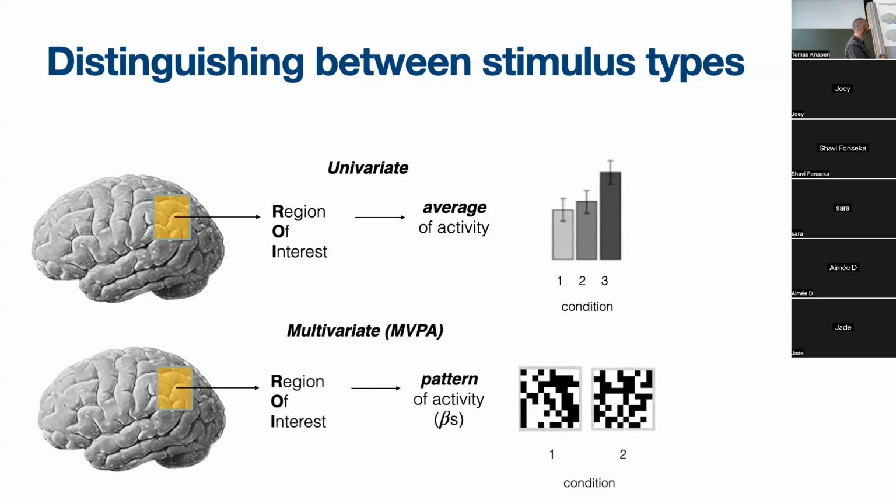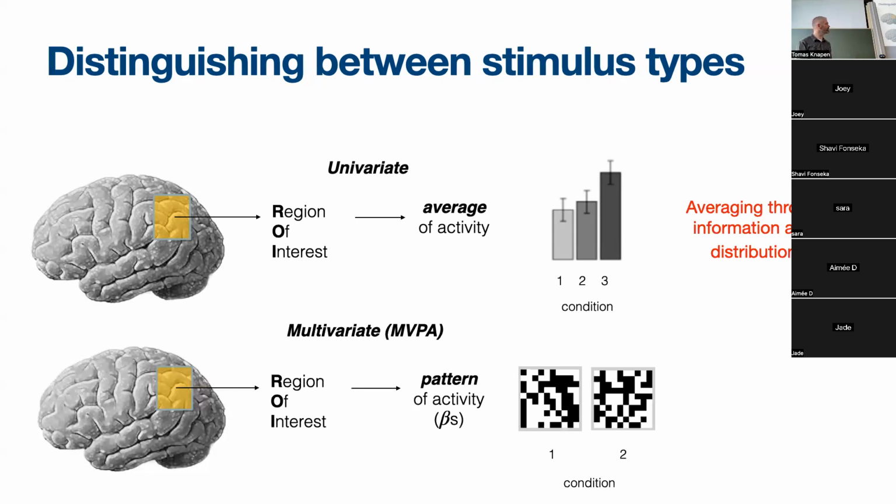So what we're going to do is, instead of doing this univariate thing where we're interested in the average activation, or average whatever it is that we measure with fMRI inside a region, look at the pattern of activation inside a region of interest. So just some vector of responses instead of just its average.